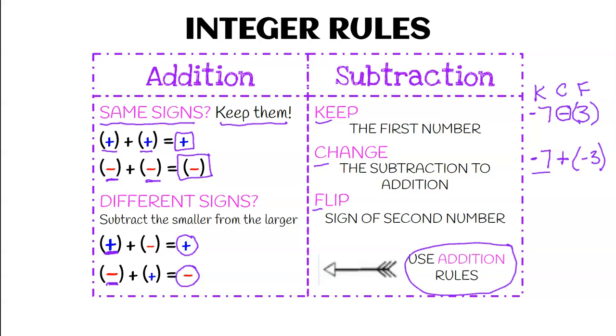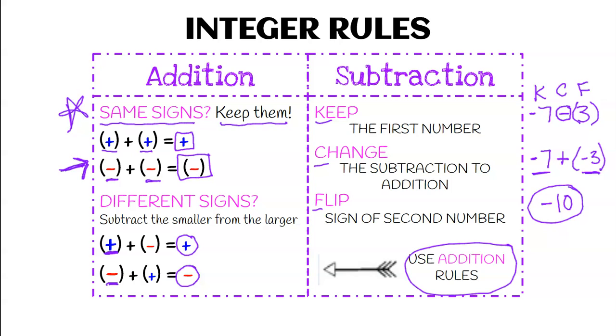So we'd say it's a negative plus a negative. So the signs are the same, which means I'm going to add the numbers. 7 plus 3 is 10. And I'm going to keep that sign the same. So it's going to be -10.